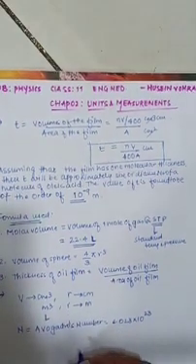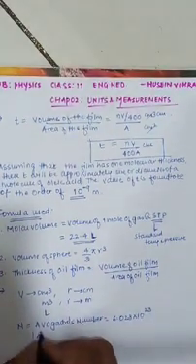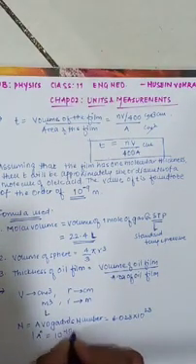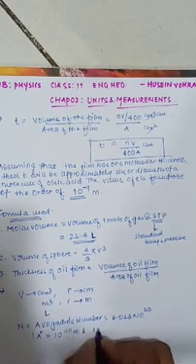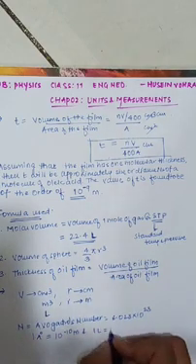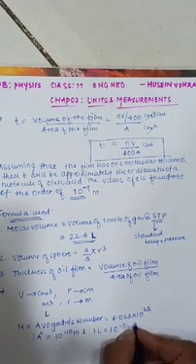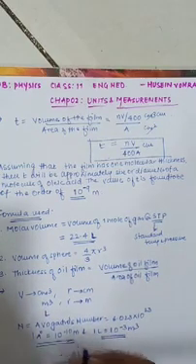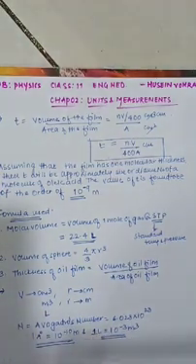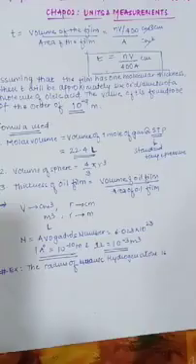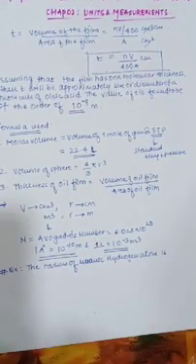Is this clear? 1 Angstrom, as everybody knows, is 10 power minus 10 meter, and 1 liter is equal to 10 power minus 3 meter cube. Remember, 1 liter is 10 power minus 3 meter cube, and 1 Angstrom is 10 power minus 10 meter. Now let us take some examples.